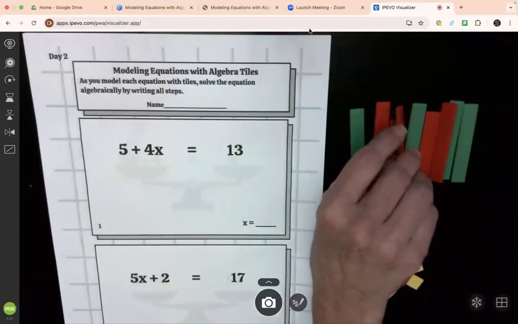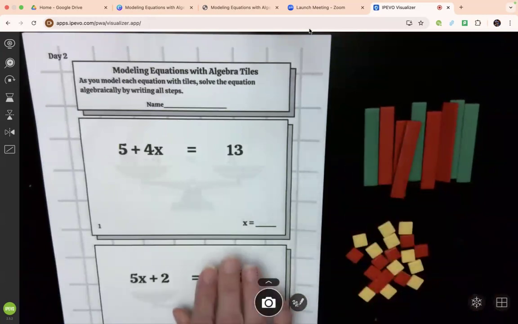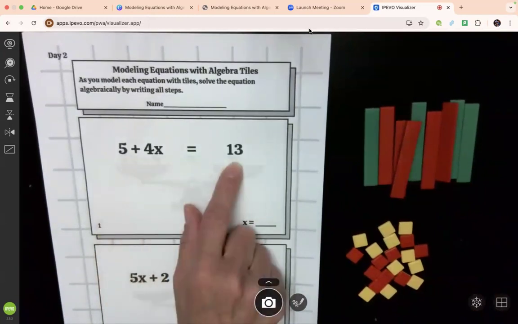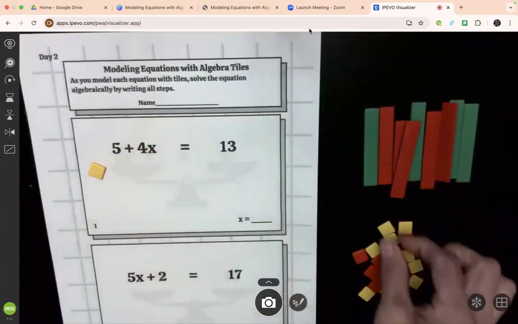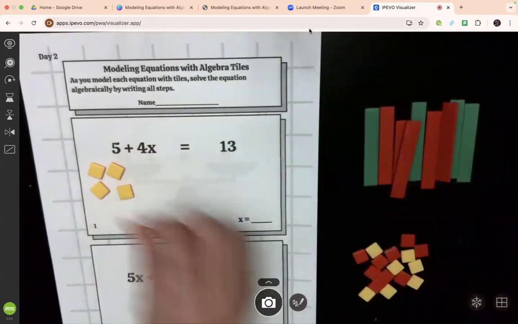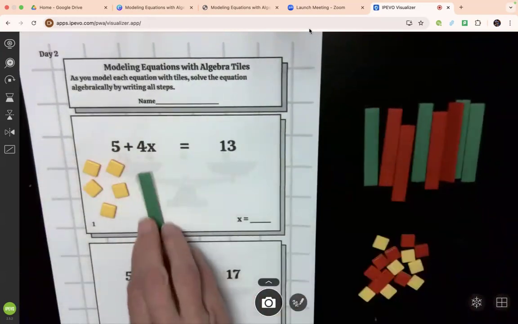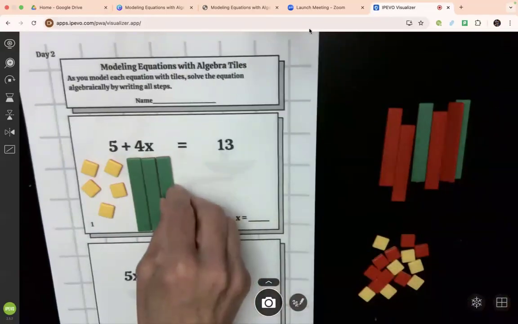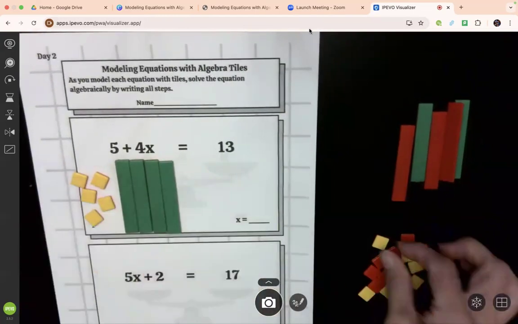All right, so today we're going to continue modeling equations and solving using algebra tiles. So let's jump in and build this equation: 5 plus 4x equals 13. I am going to use 5 yellow units to represent positive 5. I am going to use 4 green rectangles to represent my 4x. And then this equals a positive 13.